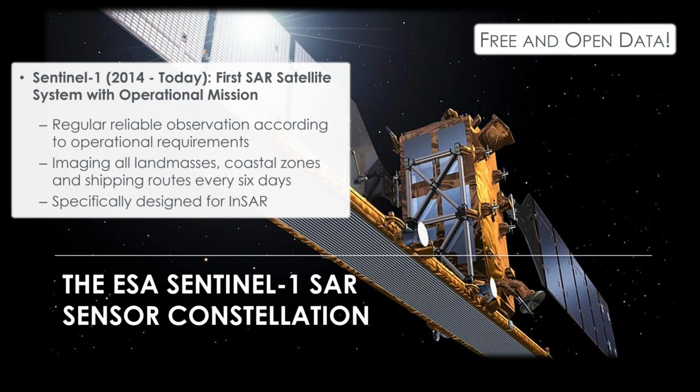Sentinel-1 brought along a pivotal change in the use of SAR, because it was the first SAR satellite system with an operational mission. This means that Sentinel-1 is required to observe every point on Earth at a 12-day cadence. Some places in Europe at an even higher cadence, usually 6-day cadence. So we have regularly, reliably observed data sets. Because it's a synthetic aperture radar, one of the benefits of it is cloud-free and weather-independent, and it images all land masses, all coastal zones, and shipping routes every 6 to 12 days.